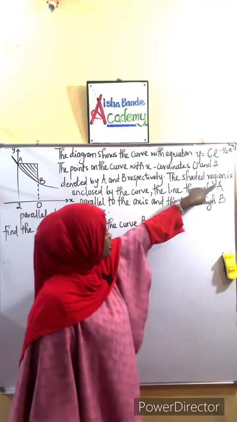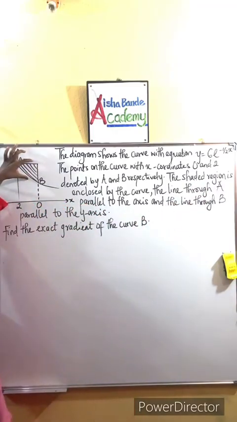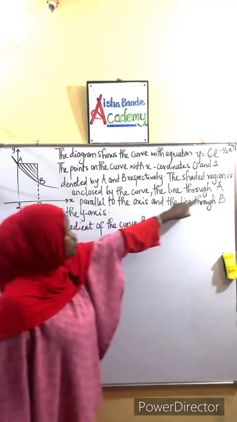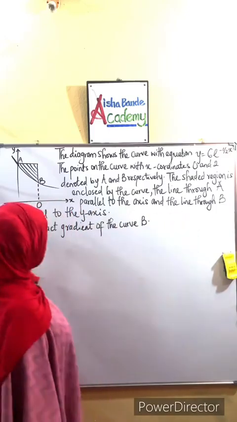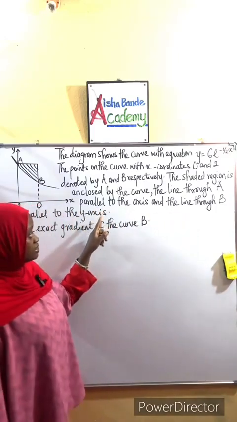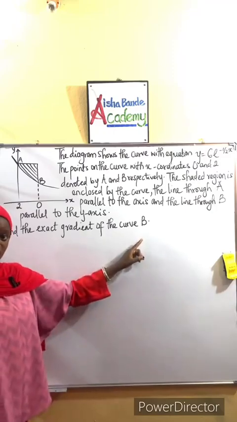Now it says that the shaded region is enclosed by the curve. This is the shaded region here. And the line through A parallel to the x-axis and the line through B parallel to the y-axis. Now it's asking us to find the exact gradient of the curve at B.